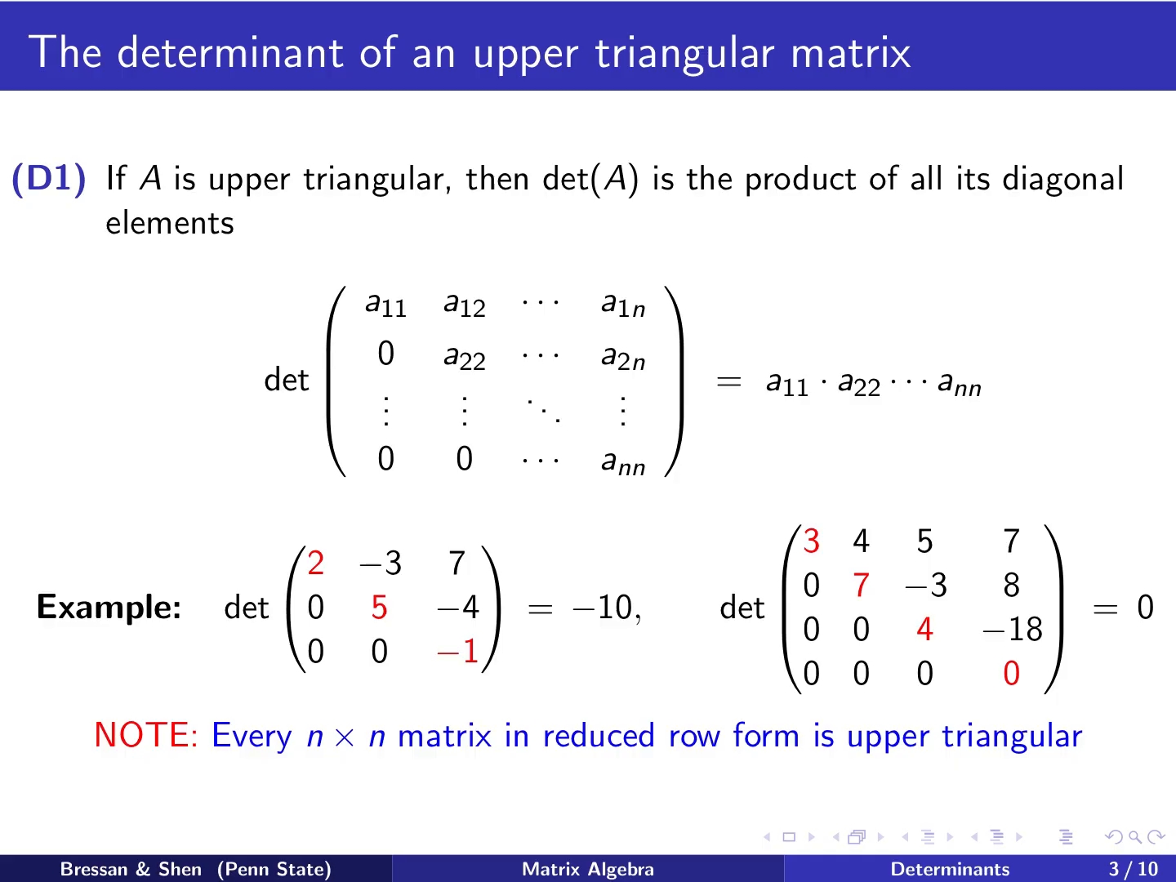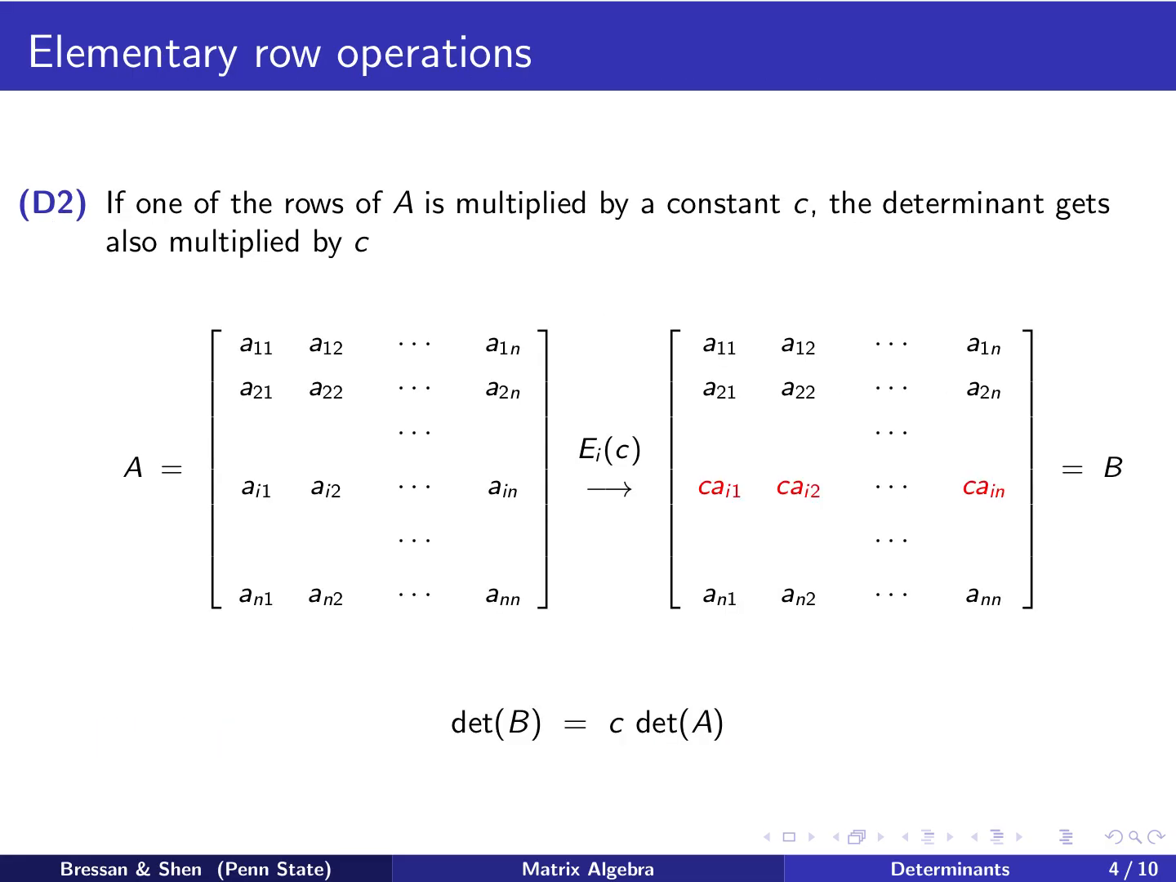So we are very happy with this property because we recall that in previous lectures, we talked about matrices in reduced row form. For every n by n matrix, we can perform basic operations and put it into a reduced row form. And in reduced row form, the matrix is upper triangular. Now we need to understand what happens to the determinant if we perform one of those basic elementary row operations.